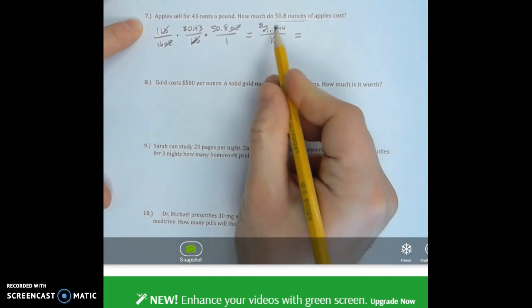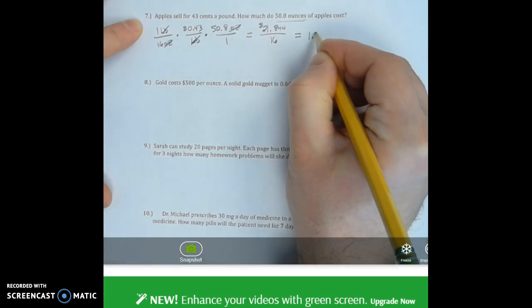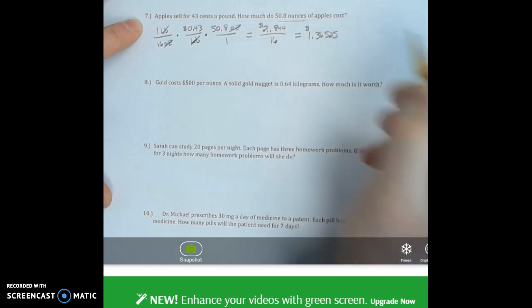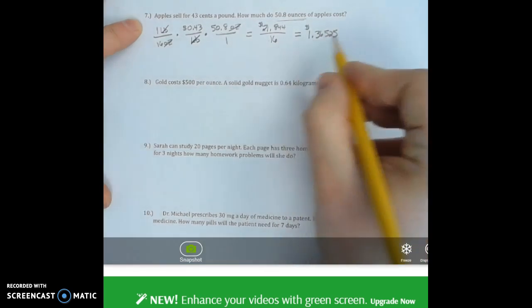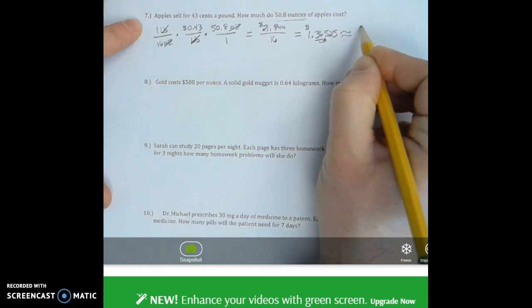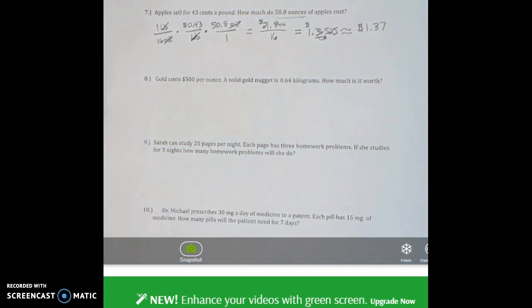So to answer my question, I'm going to do this division. And when I do the division, I get 1 and 36525. But remember, dealing with money here, well, this can't be a dollar amount. We have to round it to the nearest hundredths here. So this is going to be approximately $1.37.